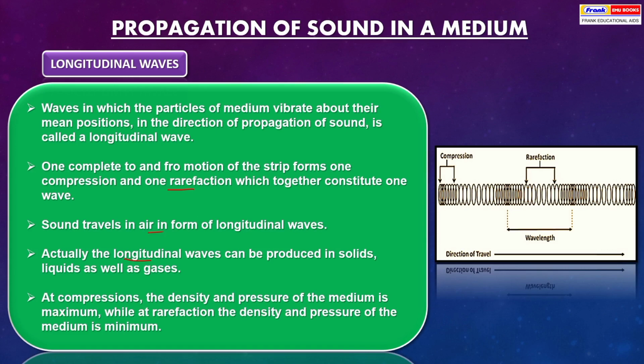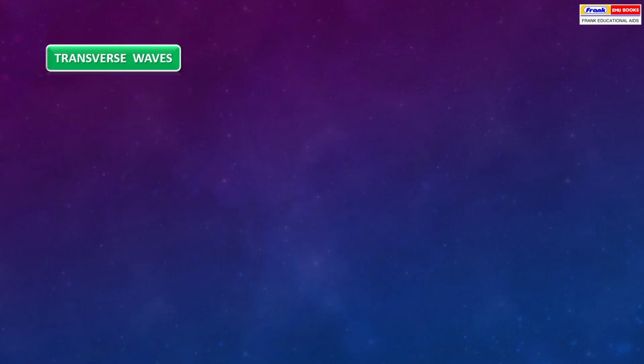Actually, longitudinal waves can be produced in solids, liquids, as well as in gases. At compressions, the density and pressure of the medium are maximum, while at rarefactions, the density and the pressure of the medium are minimum. Transverse waves.